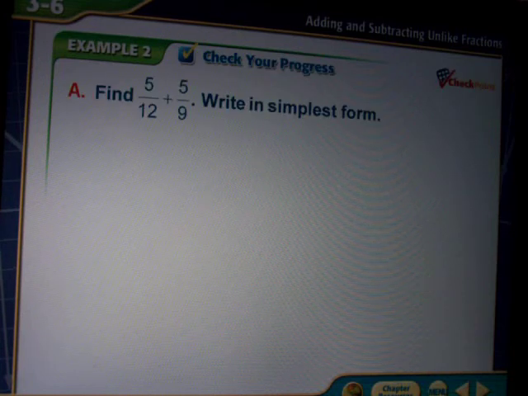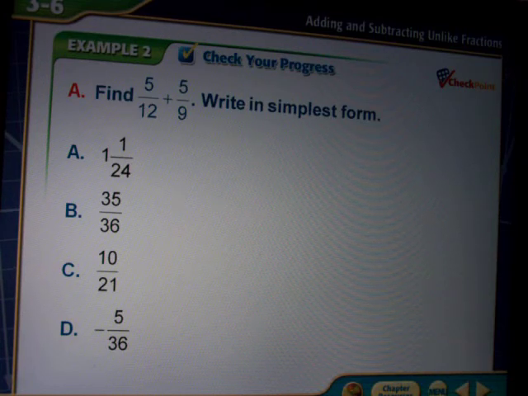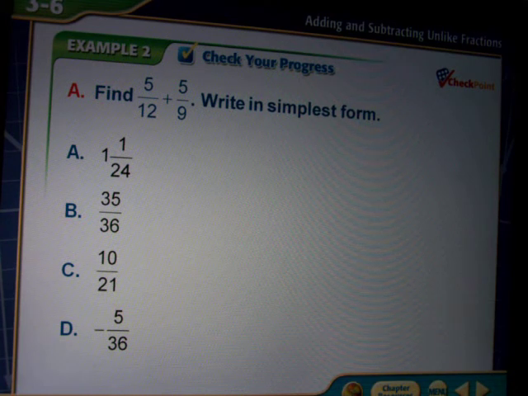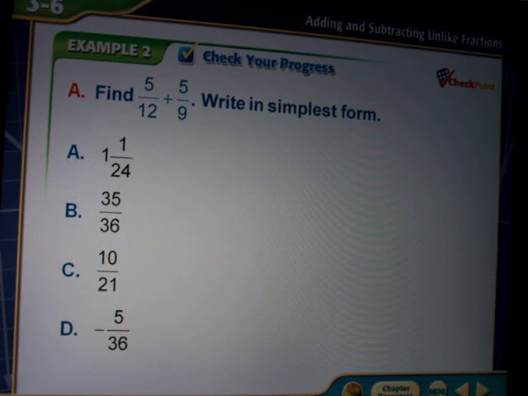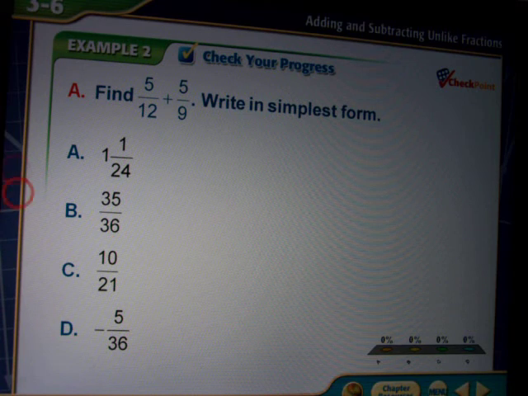Hopefully you got that. So now we're going to find 5/12 plus 5/9 and write that in simplest form. And the least common denominator between 12 and 9 is 36. So the answer: A, 1 and 1/24, B, 35/36, C, 10/21, or D, negative 5/36. And your answer is B.